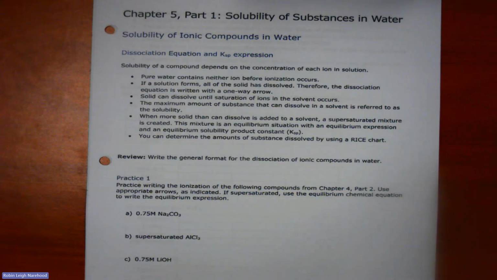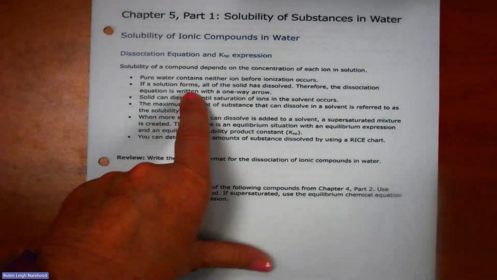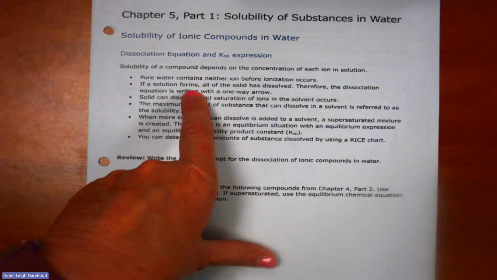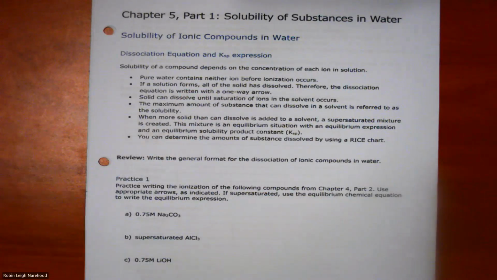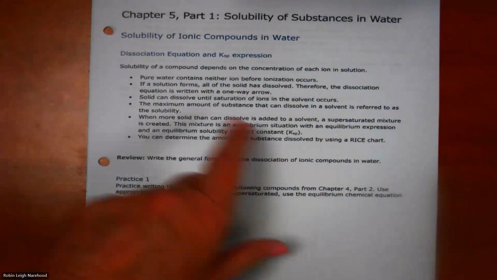So if we write the dissociation equation, it's going to be one way, because the arrow indicates what you see once everything happens or reaches equilibrium. If it is one way and it points away from your substance dissolving, then it will point just toward the ions that form, meaning there's no more solid.